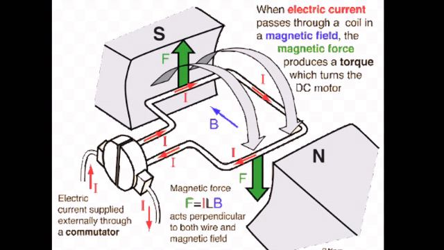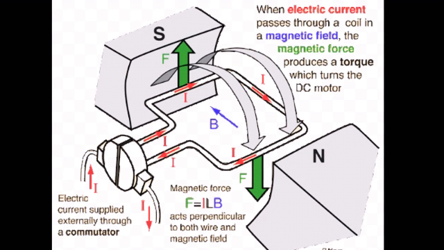So it starts to rotate, and the magnetic force is F equal to ILB, where I is the current flowing through the conductor, B is the magnetic field density and L is the length of the conductor. These are perpendicular to each other: the current is perpendicular to the force, and the magnetic field density is perpendicular to both of these.